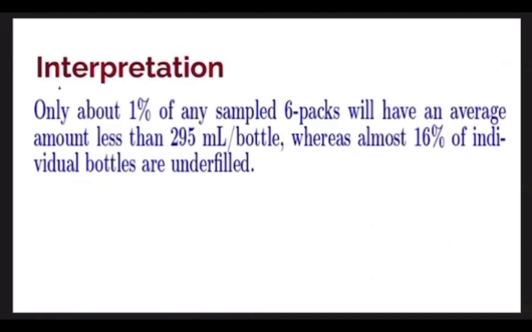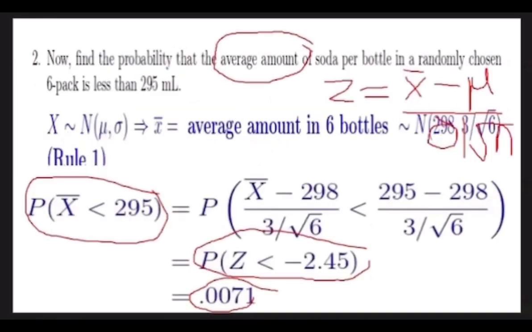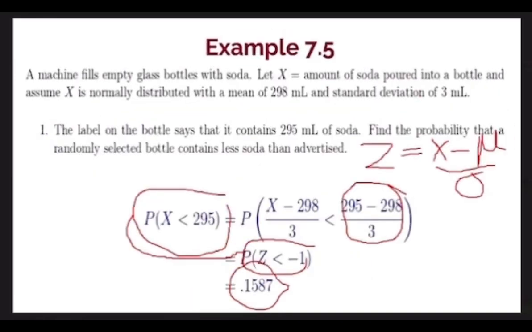But how do we interpret the individual one? I said whereas almost 60% of individual bottles are underfilled. Where do I get the 60% from? From here, you multiply the answer here by 100, approximately 60%. So you see the way we interpret the two.